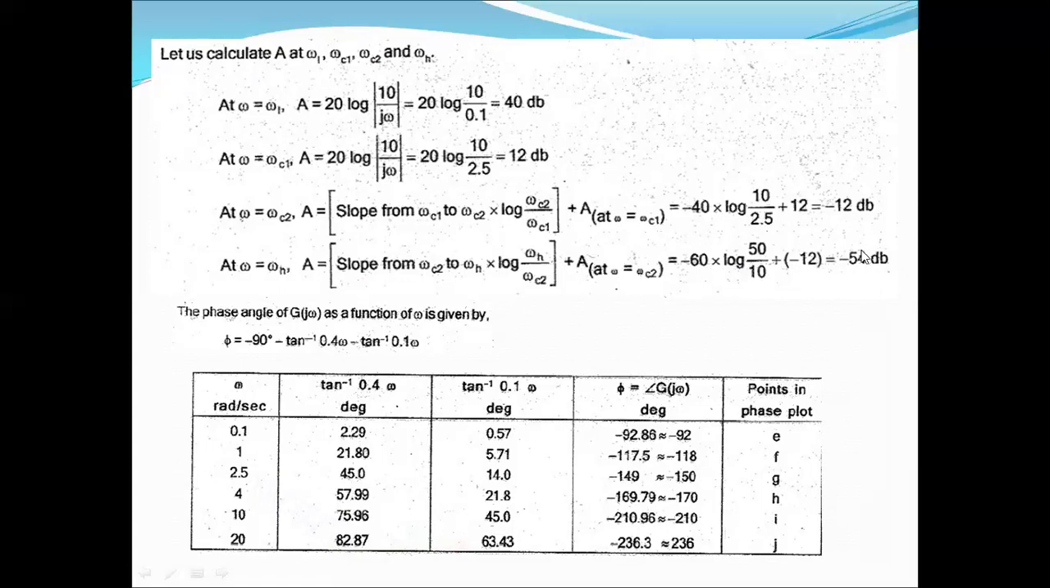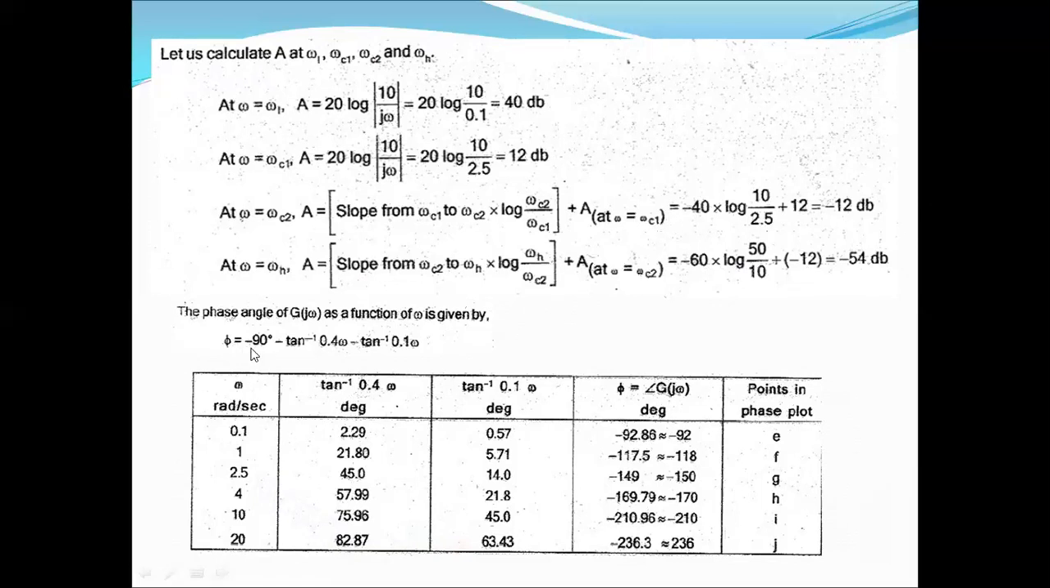If you take the difference between these two, if it is exactly 1 decade apart, you will get a magnitude difference of minus 60. Okay. So now we have found the magnitude at all corner frequencies. And the next step is to find the phase angle.